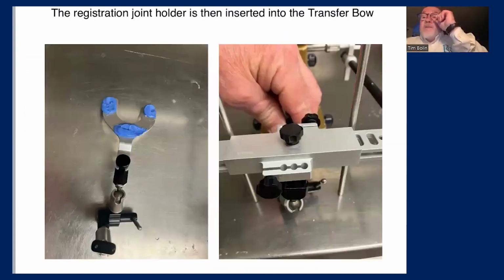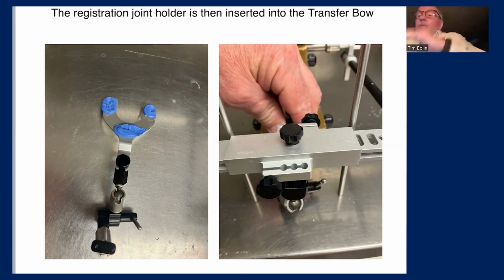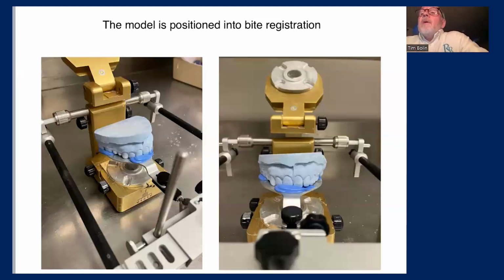Now, the registration joint holder is put back into place. Once we've got that set screw locked down on the right-hand side, we're not concerned with taking it off and on. Everything's going to stay in its proper position. So I'm simply going to put the joint holder back into the front position on the transfer bow. Then I'm going to position the model on the articulator.